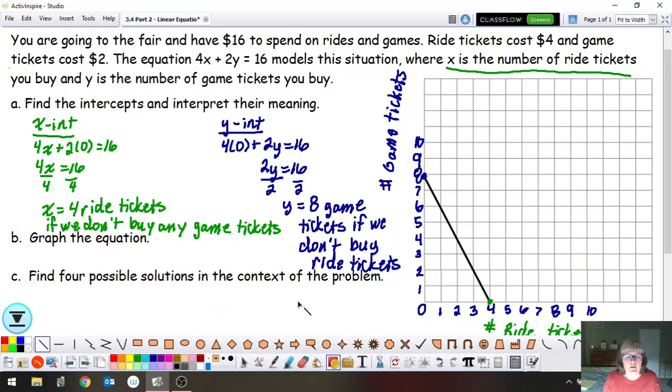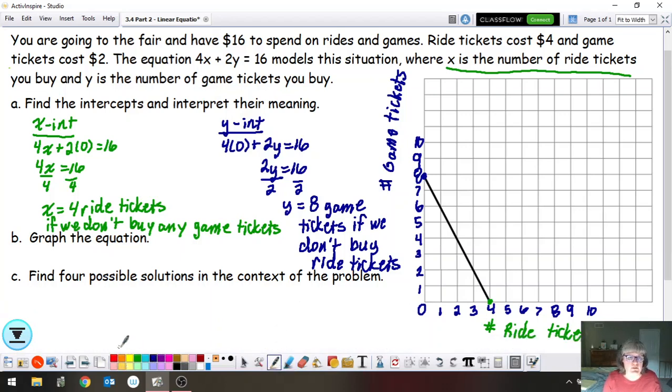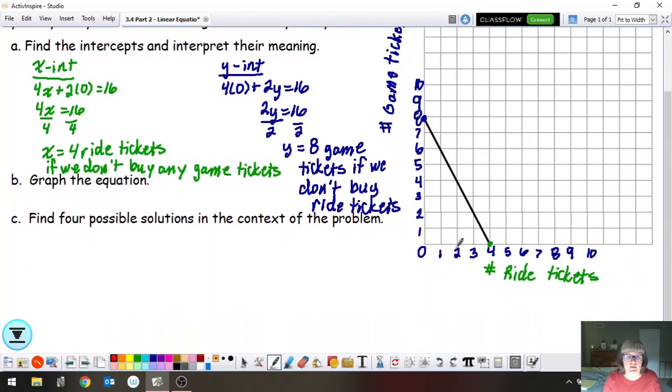So we've graphed the line, but we now need to find 4 possible solutions in the context of the situation. So here's where we really need to think about whether it makes sense to have that continuous line. Can I have half of a ticket? Most likely not. So when I have 1 ride ticket, I can have 6 game tickets. When I have 2 ride tickets, I can have 4 game tickets. When I have 3 ride tickets, I can have 2 game tickets. So I have a total of 5 solutions on here.